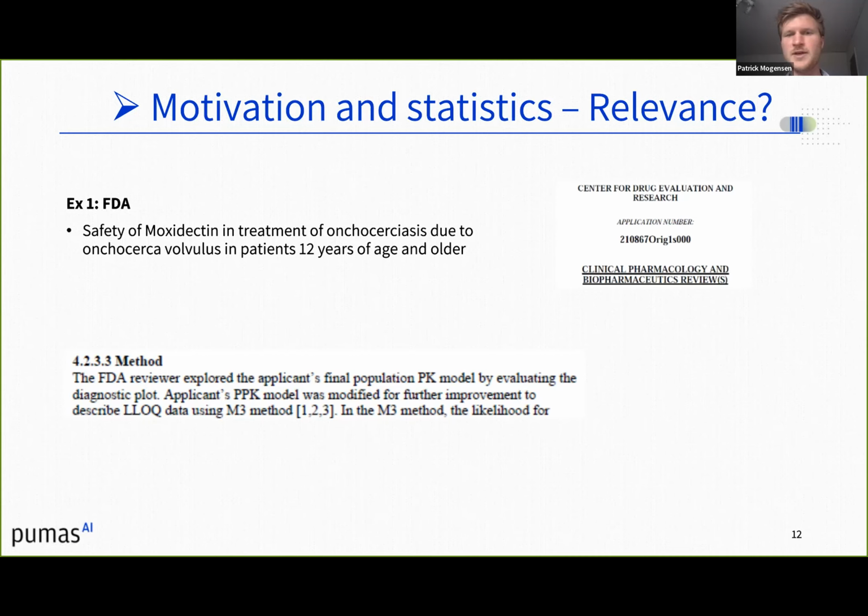the FDA, when reviewing this application, said that we actually want you to use the M3 method, which is including the censoring information in your analysis, because they were worried that there was too large of a fraction of the data set that actually had data below the lower limit of quantification. And so, if you want to do it in Pumas, we will show you how to do it today. But that's one example where the FDA asked for this to be done.